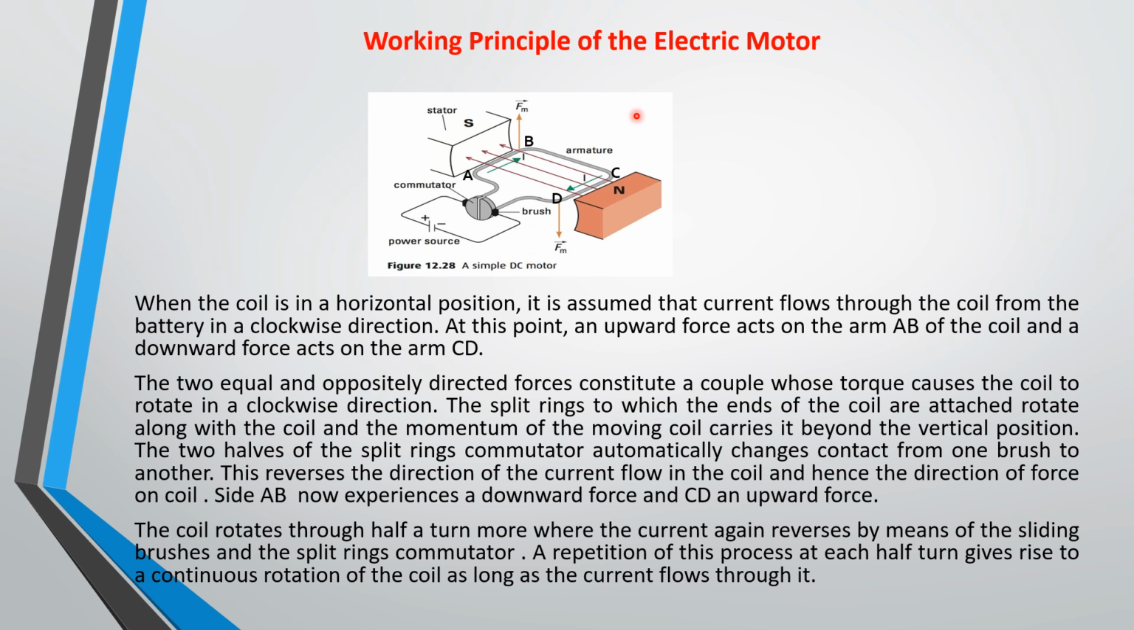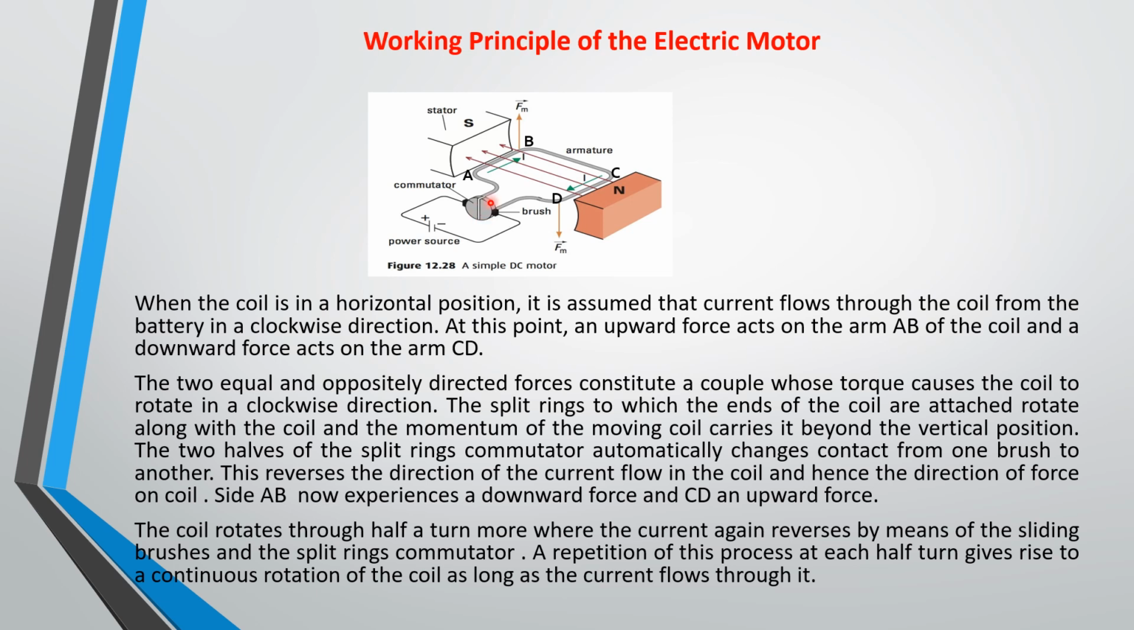The working principle of the electric motor. So this is an electric motor, and these are the components. When this coil is in the horizontal position, it is assumed that current flows through the coil from the battery in a clockwise direction. This is your battery source, and current flows through it clockwise, that is, it goes like this and comes, and then it goes like this and comes, just like that.